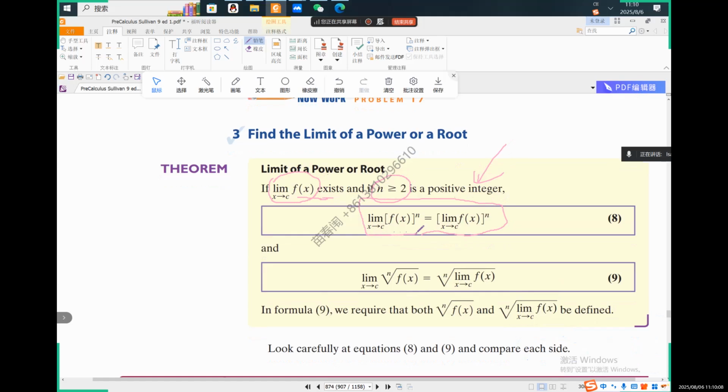Okay, so they both have to be defined. So power is working. Integer power is working, positive integer power is working, and then the nth root also works. So they have to narrow it to n being a positive integer; n equals 1 doesn't really count.